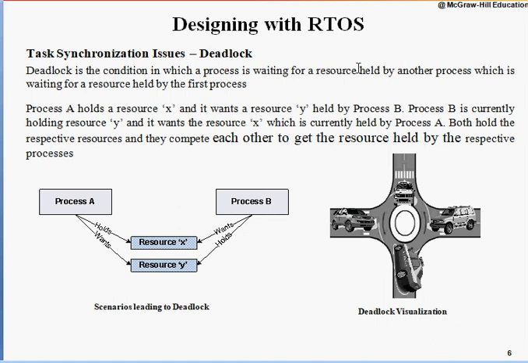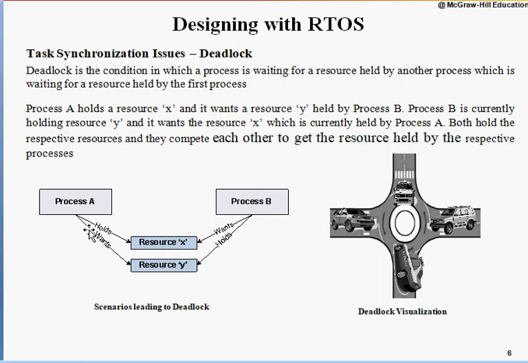Okay, so deadlock is a computer science term. It is a condition in which one process waits for a resource which is held by another process, and similarly that process might require a resource which is held by the first process. For example, assume you have two processes. Process A is holding one resource, which is X, and it wants resource Y. Similarly, process B is holding the resource Y, but it wants X. So in this case it's completely a traffic jam, right?